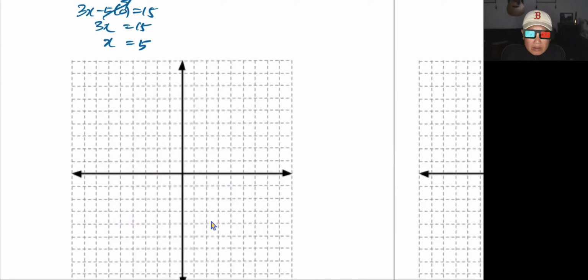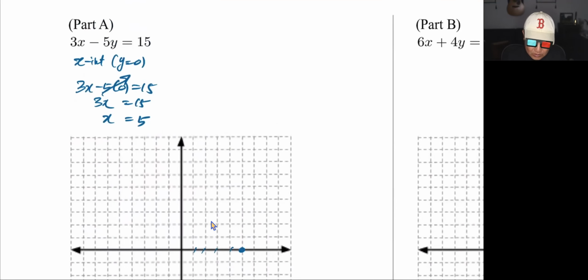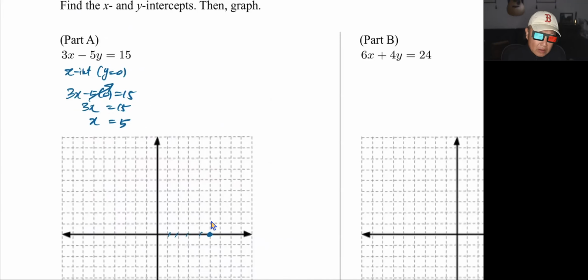But to locate it, y has to be 0 and x has to be 5. 1, 2, 3, 4, 5, like right there, okay? So its coordinate point is (5, 0), but the x-intercept is just merely 5, okay?